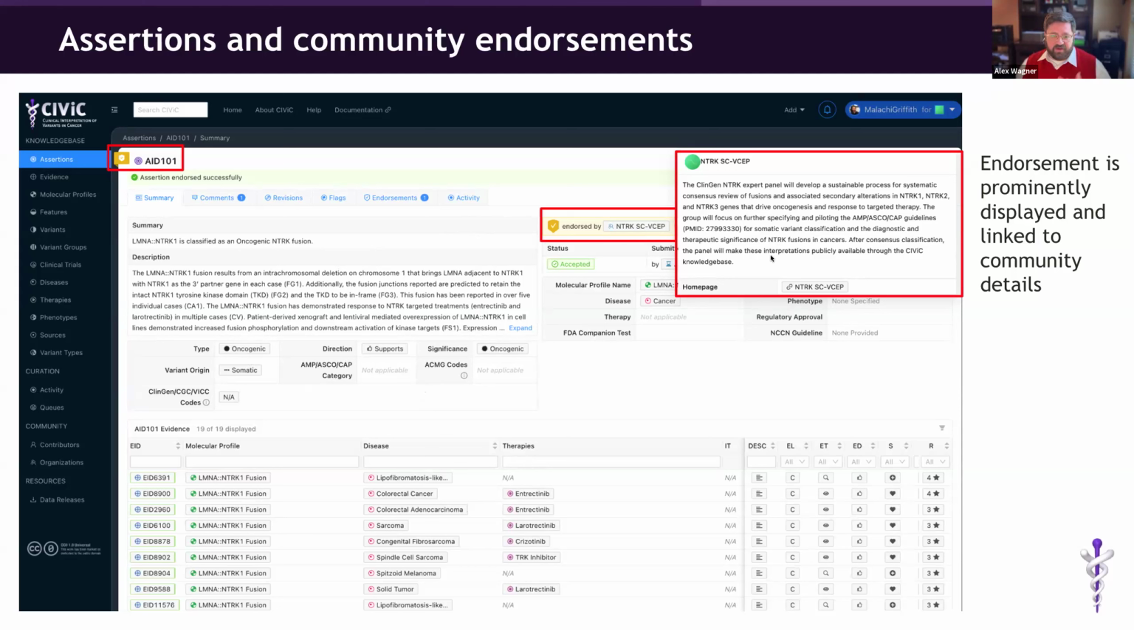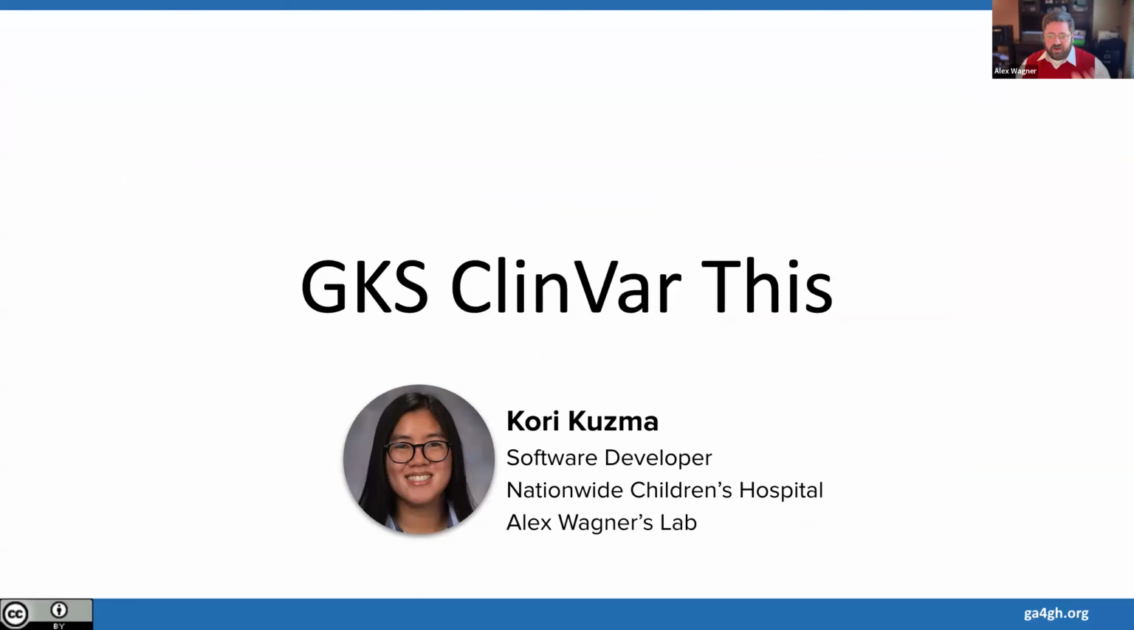And this gets displayed very prominently on the assertion page when it exists. And once we have endorsements, our plan is to then have those disseminated out to other resources, such as ClinVar. And to talk about some of our work doing that, Corey Kuzma is going to be describing our work on the GKS ClinVar submission project.